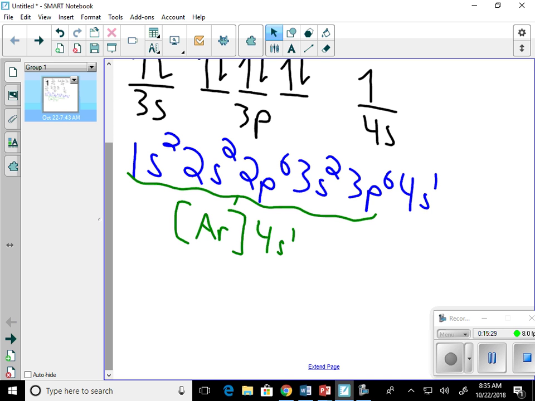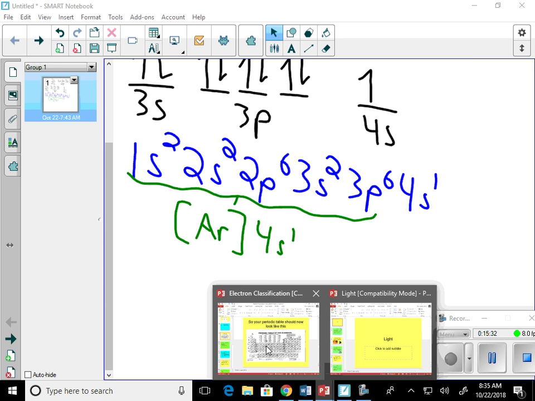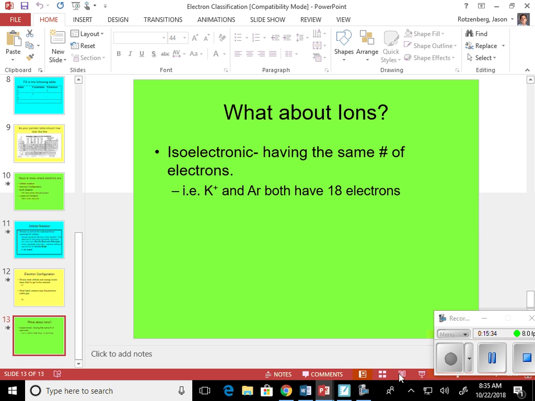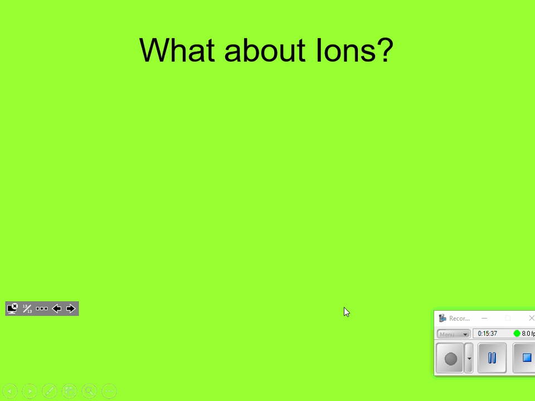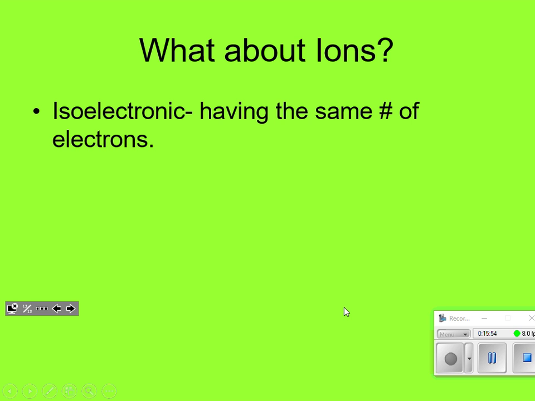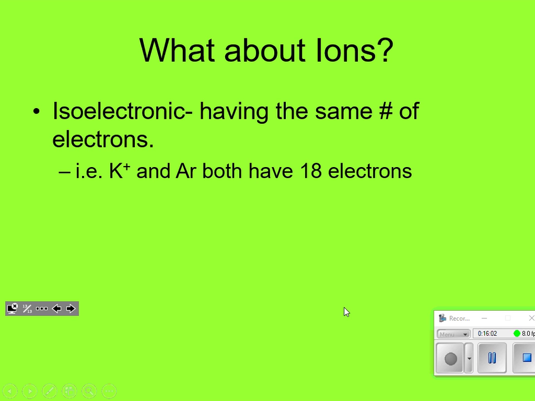Before we practice this a little bit more, I want to go over one more slide with you, however. You might have noticed on the homework, I gave you a couple of elements that had charges to them. An ion is an atom that has a charge. Atoms will have a charge either because they gained or lost electrons. A term that might help you out in what we are doing is called isoelectronic. It means having the same number of electrons. For example, K+1 and argon both have 18 electrons.